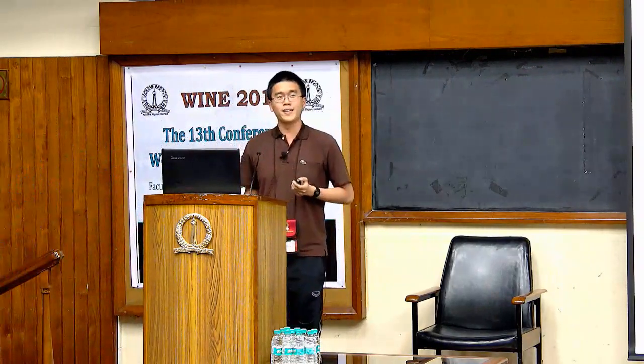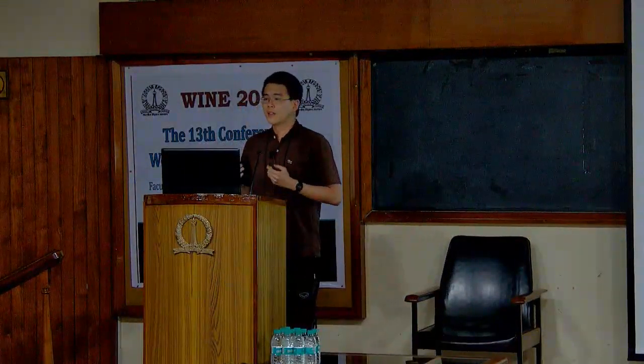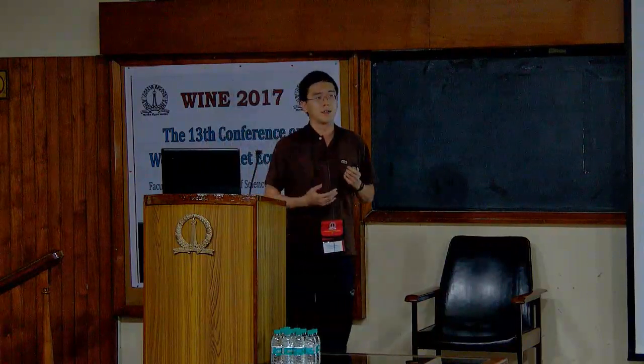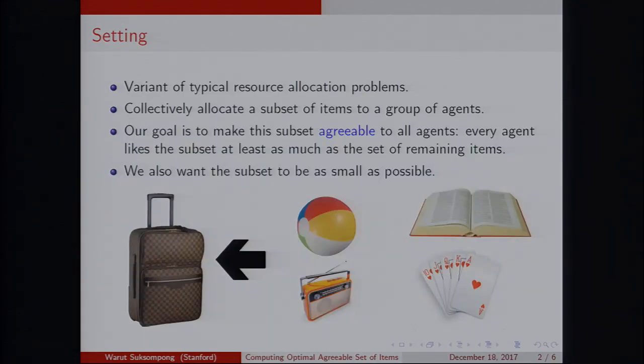Okay, hi everyone. So in this work, we consider a variant of resource allocation problems. In typical resource allocation problems, we divide a set of resources among interested agents. So the agents are inherently in conflict with one another. Whereas here, all of the agents belong to the same group, and they're going to be allocated the same subset of items. Our goal is to make this subset agreeable to all agents, where you can think of agreeability as a minimal desirability condition. Some agents might prefer other subsets to the allocated set, but all agents think that the allocated set is at least acceptable, and they can all agree with this allocation to the group.